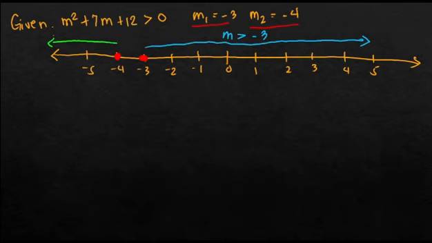So from negative 4, ang interval naman natin dito ay m less than negative 4. Lahat ng less than negative 4 yan. Okay? So by that, we will now go over doon sa gitna.